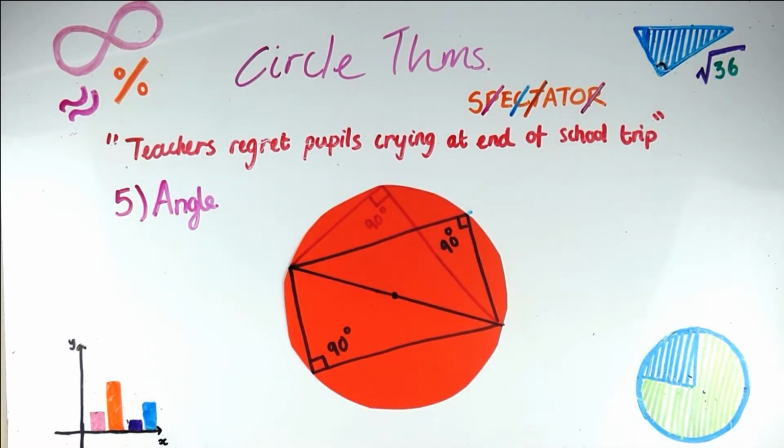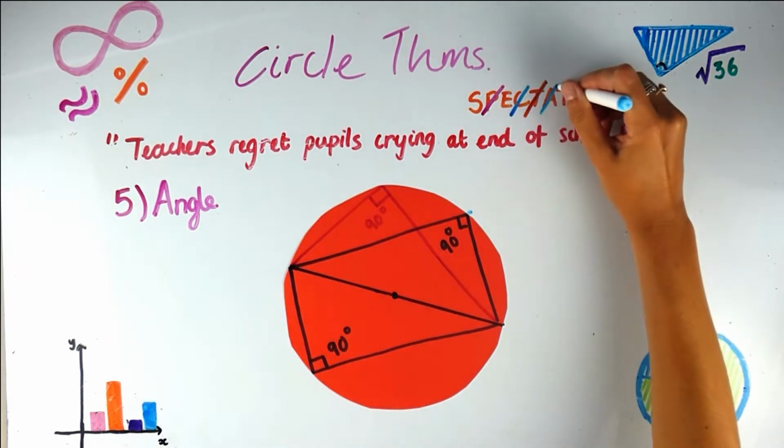So that one is angle, so the angle in a semicircle is 90 degrees, and we can cross the A out in spectator.